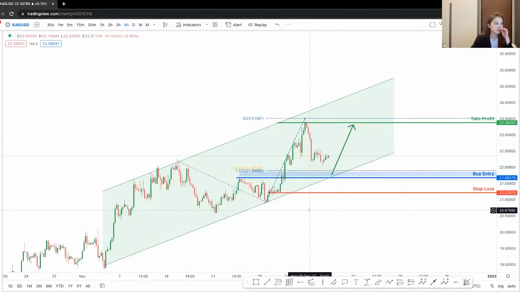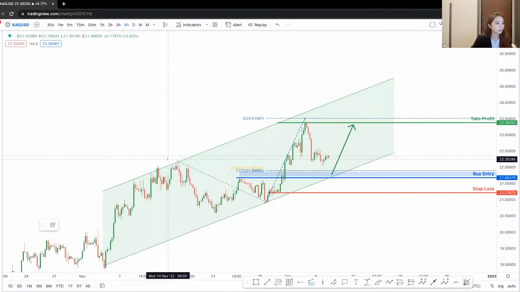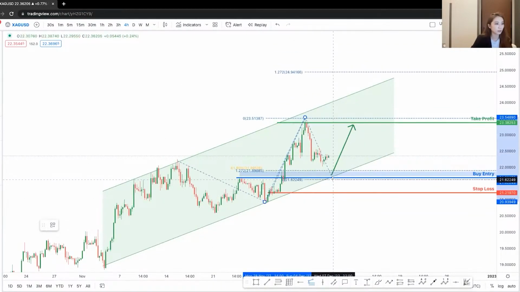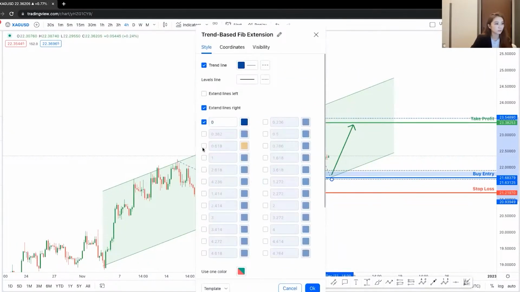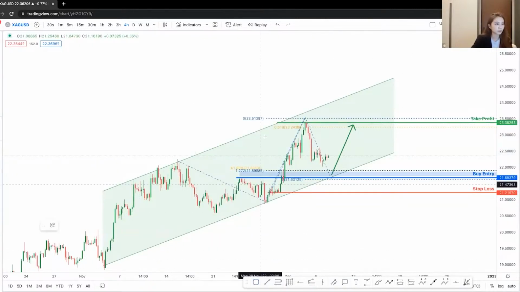Okay, so 127.2 coincides with our retracement. Let's take a look at our potential take profit, looking just nice at the candle wick range.